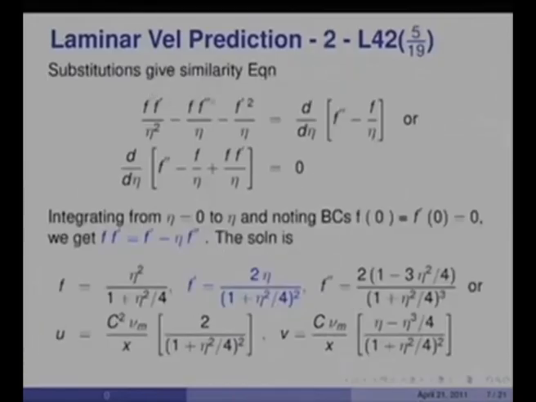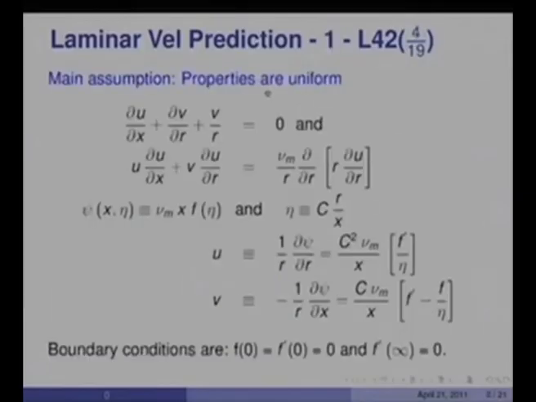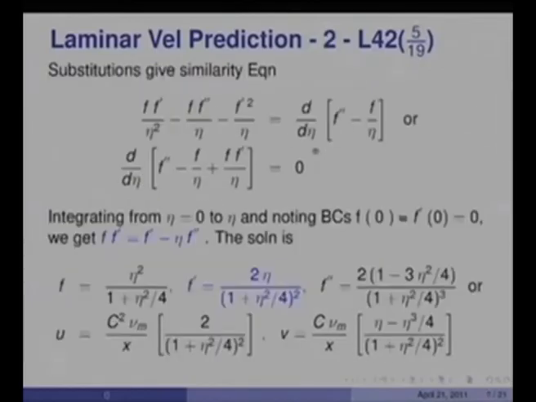The substitution gives the similarity equation. If we make the substitution for u, you can calculate d psi by dy and so on. If you make these substitutions here, then the two equations give us the following transformation in terms of the similarity variable: f f dash divided by eta square minus f f double dash by eta minus f dash square by eta equal to d by d eta of (f double prime minus f by eta), and combining these can also be written as d by d eta of (f double prime minus f by eta plus f f dash by eta) equal to 0.